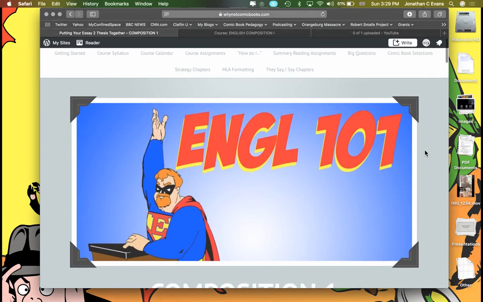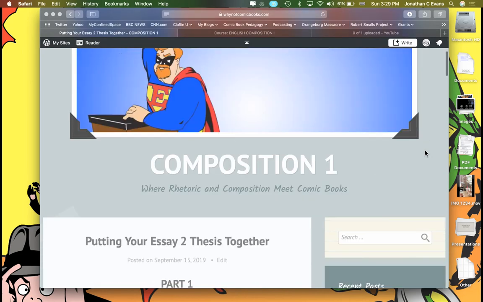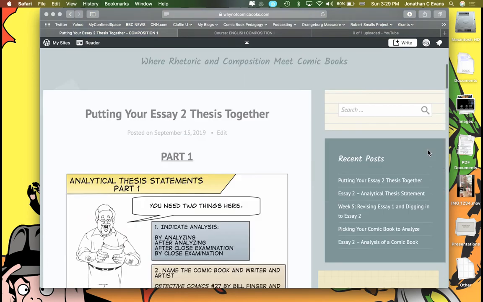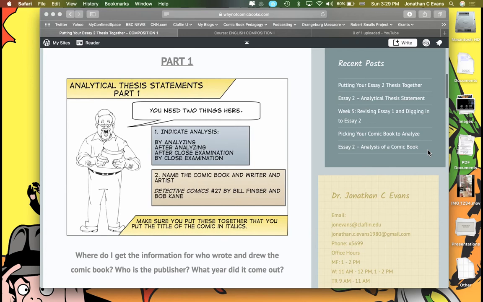So after we started thinking about the analytical thesis statement, I put together how we fit it together, because it's really a two-part process, as I hinted at in the video discussing the analytical thesis statement itself. The first part is about choosing that qualifier, letting us know that it's analysis, and picking the comic book and the author and artist that we are dealing with.